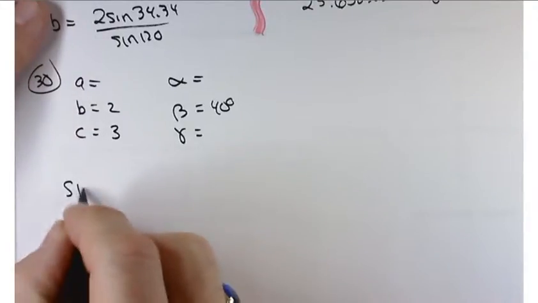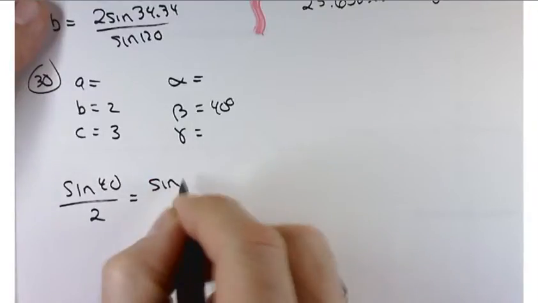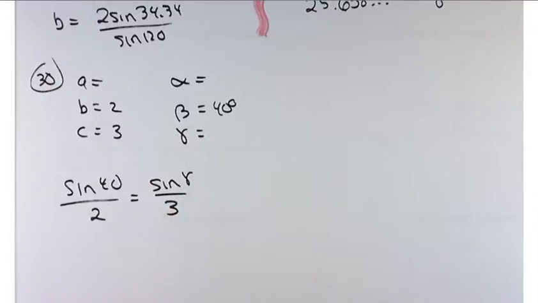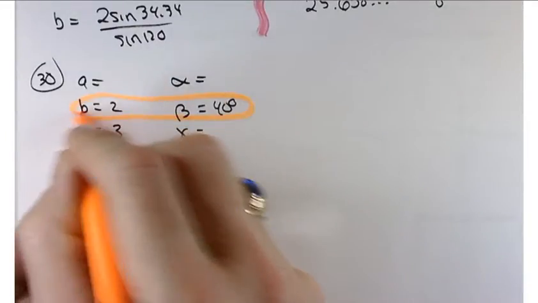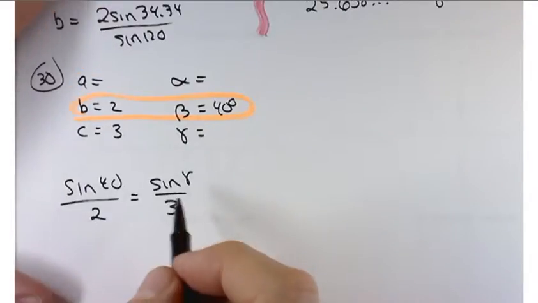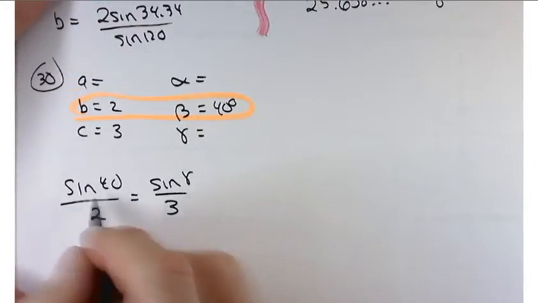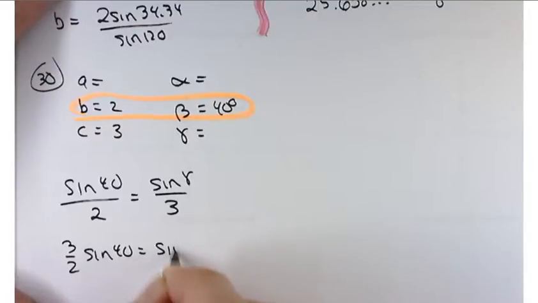Sine of 40 over 2 equals sine of gamma over 3. You have to start that way. There's really not much choice because we only have one pair like this, a known angle and opposite side. So if you're going to use the law of sines, that's exactly where you have to go. I'll multiply both sides by 3. Let me write that as 3 halves times the sine of 40 equals the sine of gamma.